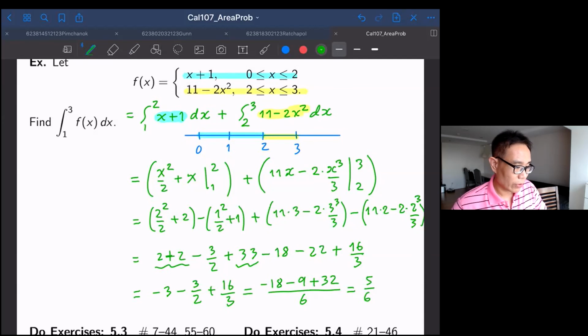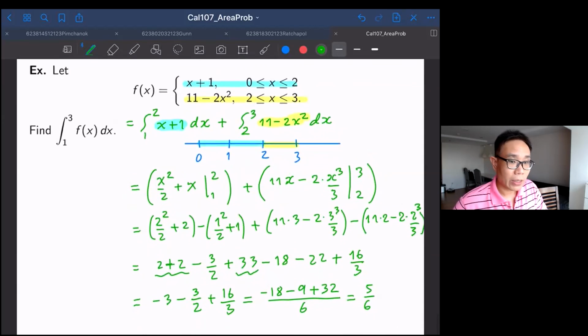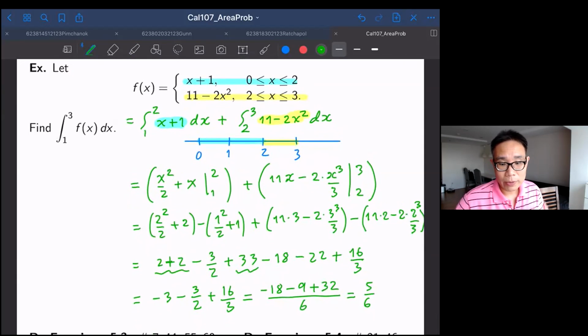This is the thing called the fundamental theorem of calculus, and it allows us to compute the definite integral easier by just integrating and plugging in the values. So that's it for this video, and I'm going to end this section.